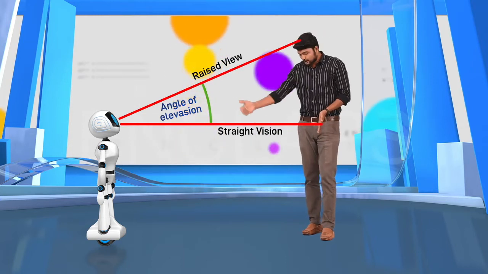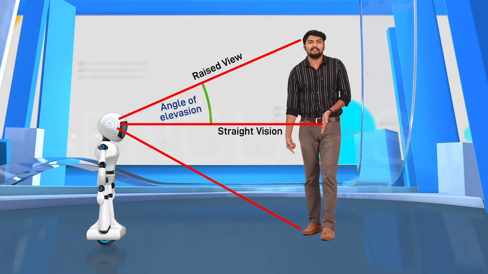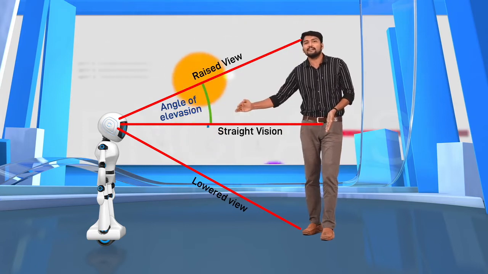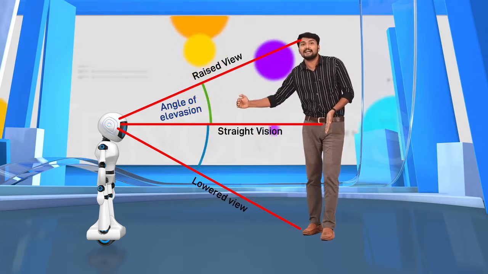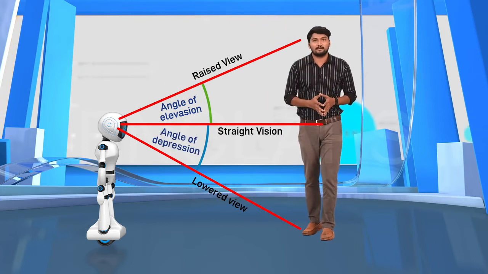Clappy, please look at my foot. Here also you can see a line. This line is his lowered view. Here also you can find an angle between the lowered line and the straight line. This angle is called angle of depression.